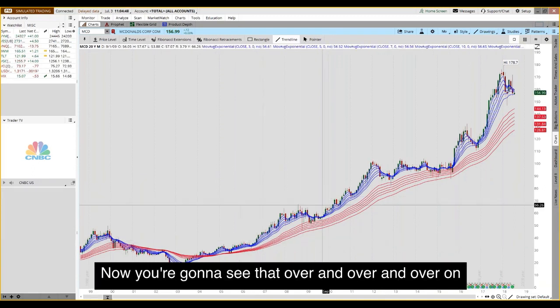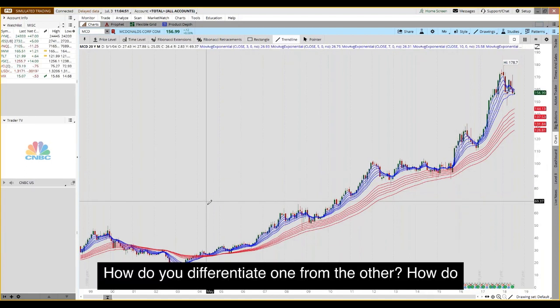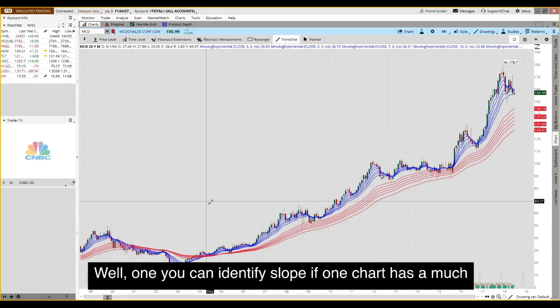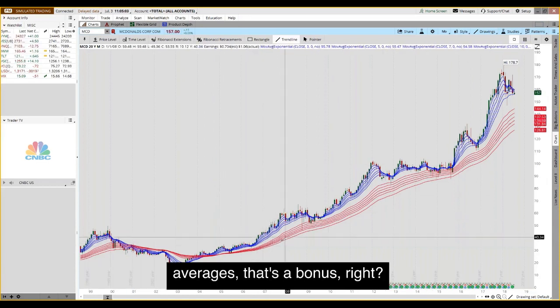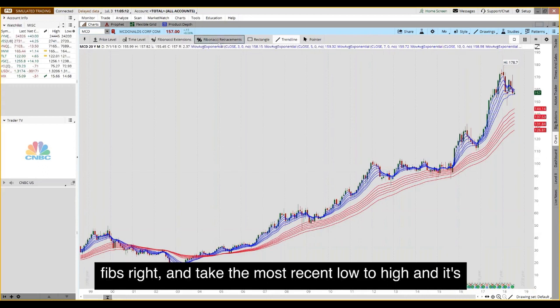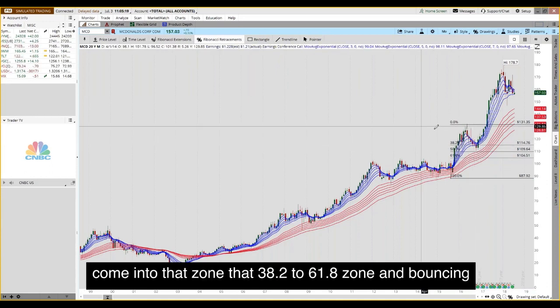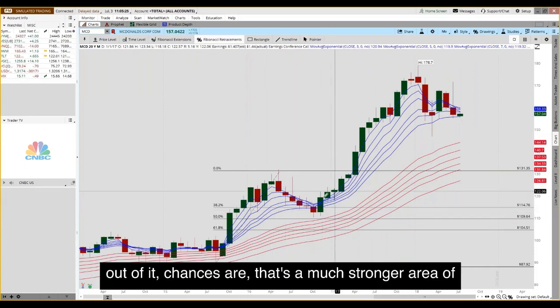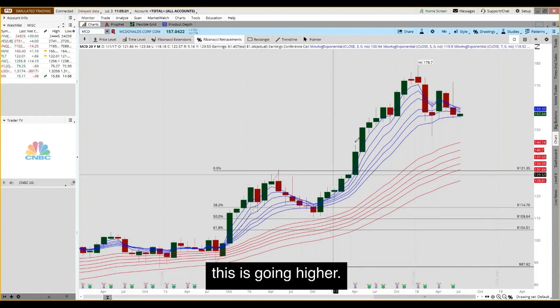Now you're going to see that over and over and over on many, many charts. How do you differentiate one from the other? How do you take the higher probability trade? Well, one, you can identify slope. If one chart has a much sharper slope on the moving averages, that's a bonus, right? Another thing is that if you pull back and you plot your fibs, right? Take the most recent low to high, and it's come into that 38.2 to 61.8 zone and bouncing out of it, chances are that's a much stronger area of support here, and you have a much better chance that this is going higher.